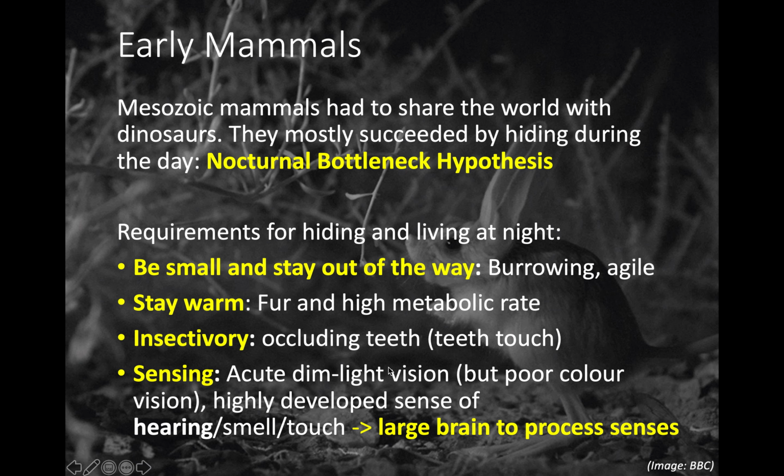Sensing. So acute dim light vision in early mammals would have been common. Color vision doesn't really show up at this point. It'll show up a little bit later. And then highly developed sense of hearing, smell, and touch. We'll come back to the hearing, which means that large brains are going to start to be selected for, essentially selecting for senses processing.